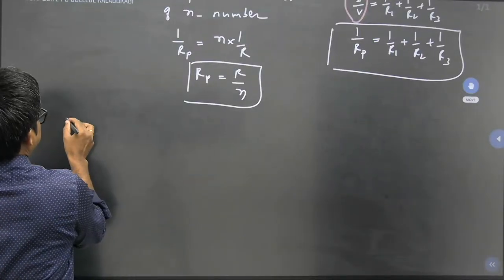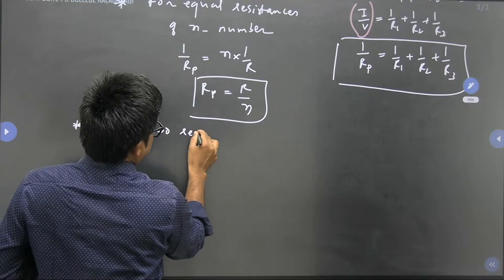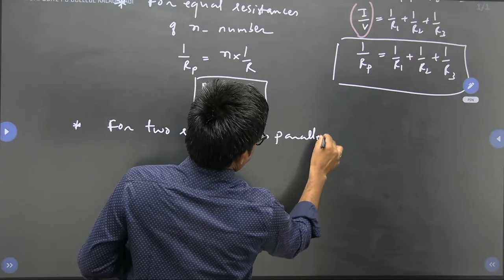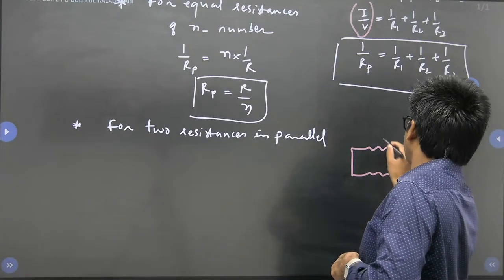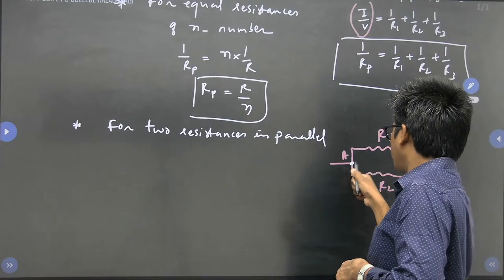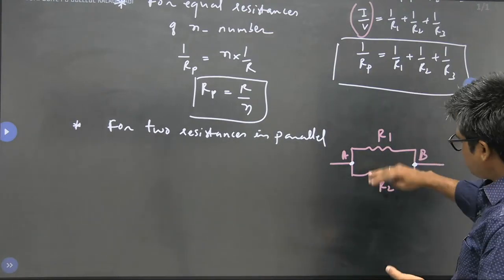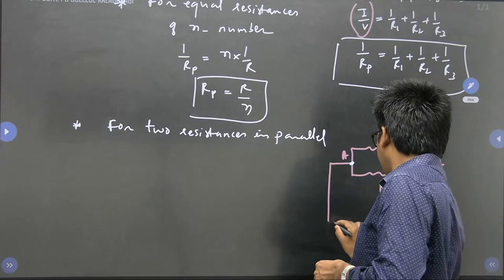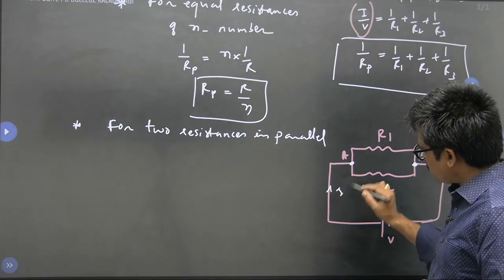Now, for simplicity, let me take two resistances in parallel first. Suppose this is one resistance R1 and this is another, R2. These are in parallel. They are connected between two common points, one here and another here, side by side. Such a combination we call a parallel combination. If I connect this to a battery of supply voltage V, it will create some current depending on the total resistance.